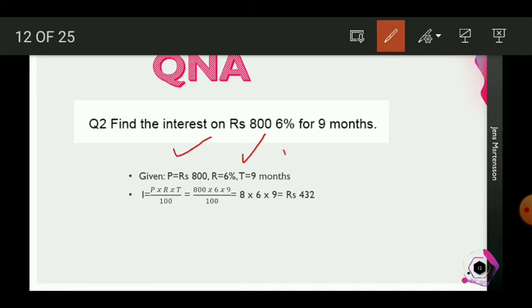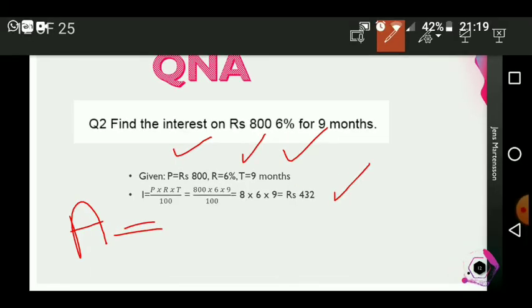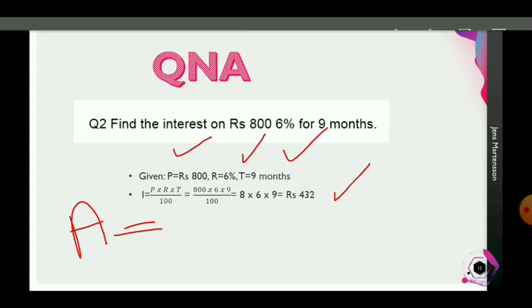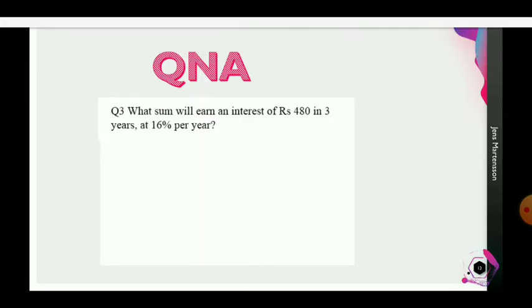So what is it? We have been given P, R, and even T. We need to simply multiply all of them. 6 nines are 54. So 54 into 800. What do we get? We got 43,200. And when we divide it by 100, we actually get 432. That's the interest amount. And when we have to find the amount, we are going to add 432 to 800, and then we'll get 1232. That's going to be the amount.